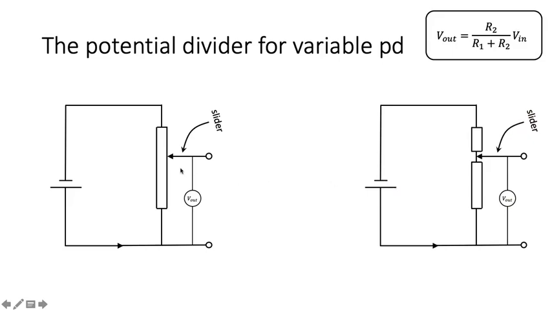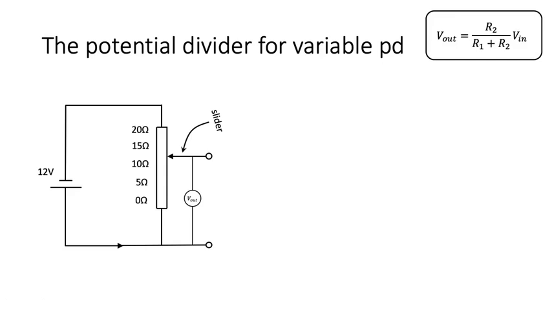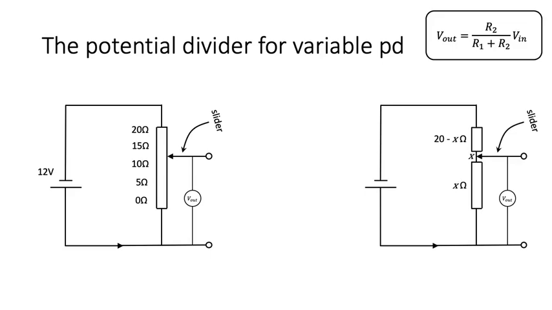So you can think of it, wherever the slider is set, as the slider separating our potentiometer into two resistors, R1 and R2, if you like. As you move the slider, the value of R1 will change, the value of R2 will change, but R1 plus R2, the total resistance, must stay the same. So it splits into two.